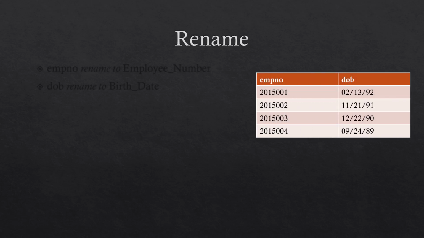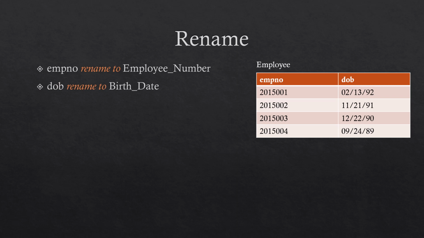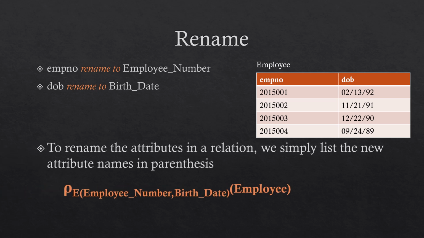Another example is, what if we want to change the column names of empno and DOB from the employee table? To rename the attributes in a relation, we simply list the new attribute names in parentheses. So rho E, which is the alias of employee, then we have employee number and birth date.